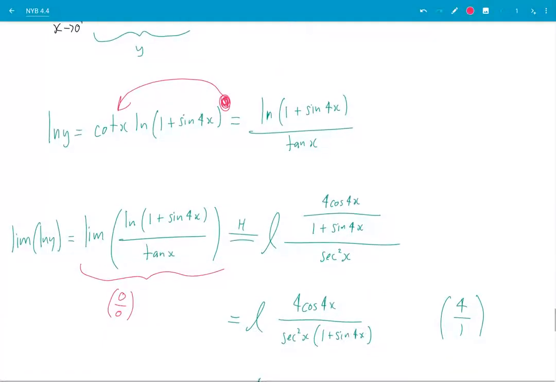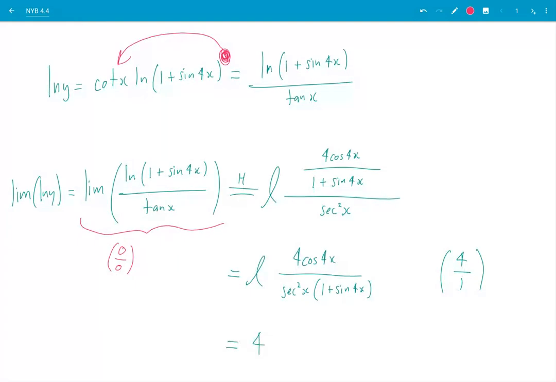Okay, pause and copy this. Now I'm going to find the limit of ln y. Thankfully that's a fraction. Use L'Hopital. Ugly, but when I simplify, I get something which is pleasing: 4/1. I have resolved this difficulty. So that's just 4.